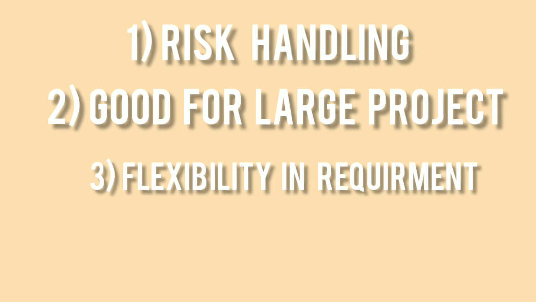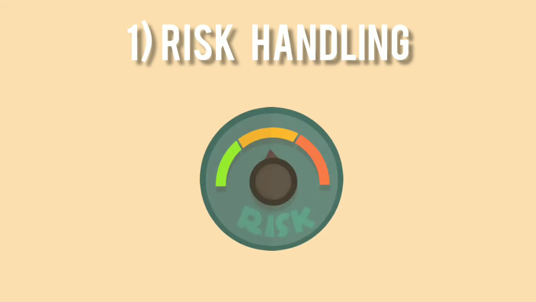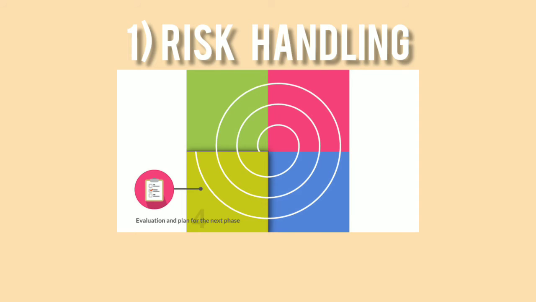Now coming on to the advantages of the spiral model. First is risk handling. Next is that it's good for large projects. Third is flexibility in requirements. Fourth is customer satisfaction. I'm going to explain each of these in brief. First, risk handling. For projects with many unknown risks that occur as development proceeds, the spiral model is the best development model to follow due to the risk analysis and risk handling at every stage.